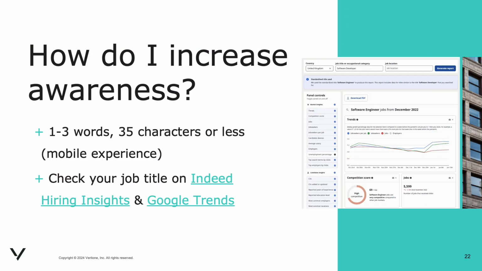You've got great free tools out there. So I've used Indeed Hiring Insights and Google Trends. They're both free, go and log in to them. And this is really to make sure that what you call your job title internally is what your audience is calling it. Because if they're not, you're not going to appear in search results.